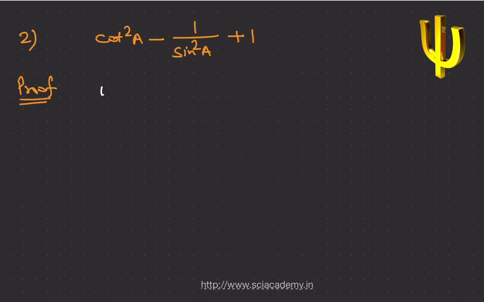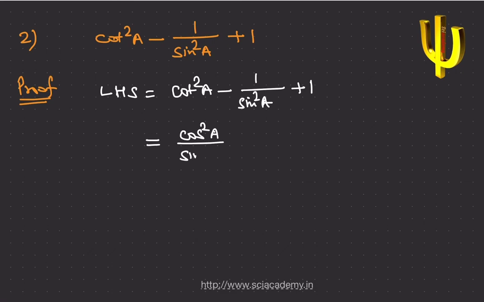Now the next problem, question number 2. We have to prove that cot square A minus 1 by sin square A plus 1. So let us prove this. We are given that LHS is equal to cot square A minus 1 by sin square A plus 1, that is equal to cos square A by sin square A minus 1 by sin square A plus 1.